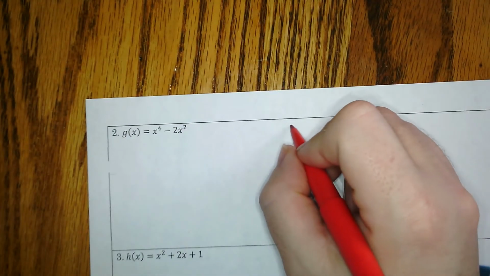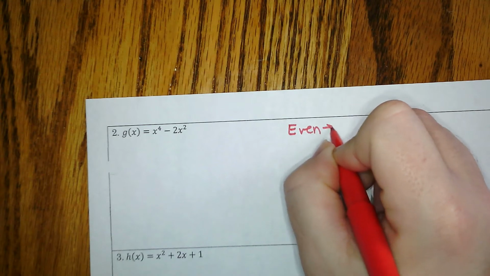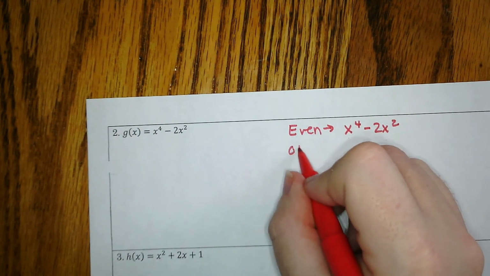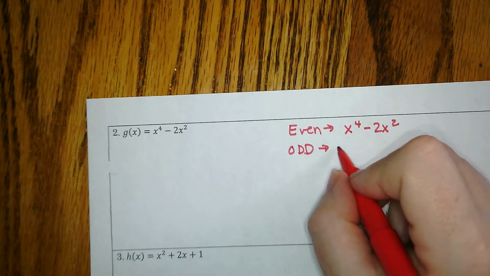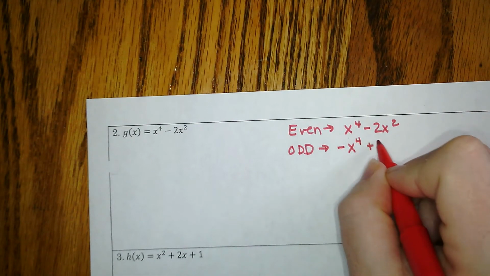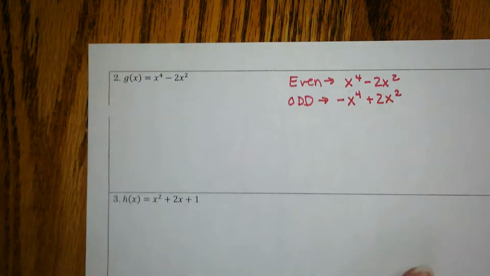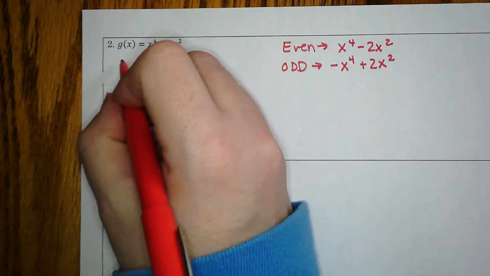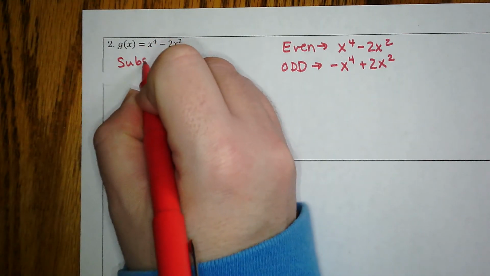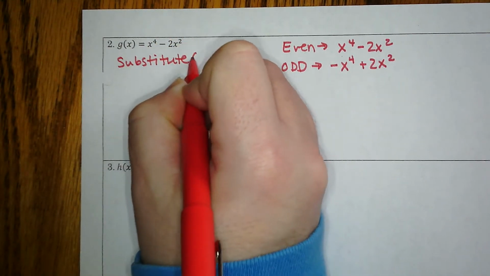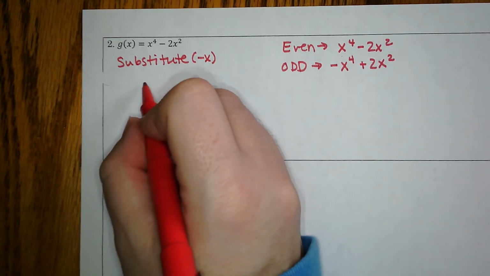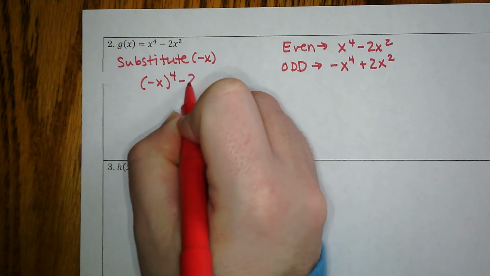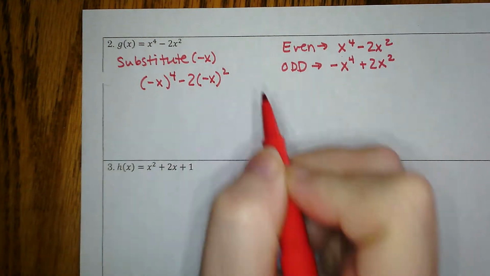Next one. If it's even, it should turn out to be exactly the same. If it's odd, it should be the signed opposite of what you're given. If it's neither, it means it's none of those. Let's substitute in. So this is negative x to the fourth minus 2 times negative x squared.